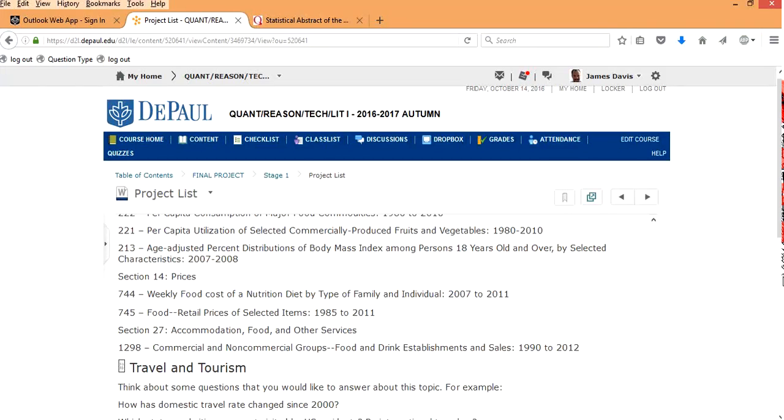You are free to choose whatever topic you're interested in. You are free to use other sources of data besides the U.S. statistical abstract, as long as they are government sources or trustworthy sources of data. And if you're not sure if it's a trustworthy source, send me an email or talk to me in class and let me know. I'll let you know if it's trustworthy or not.